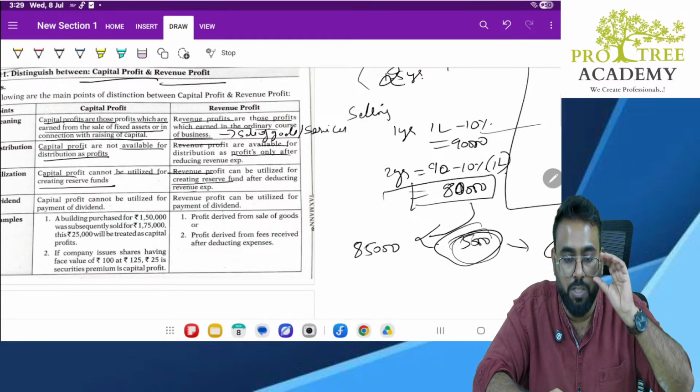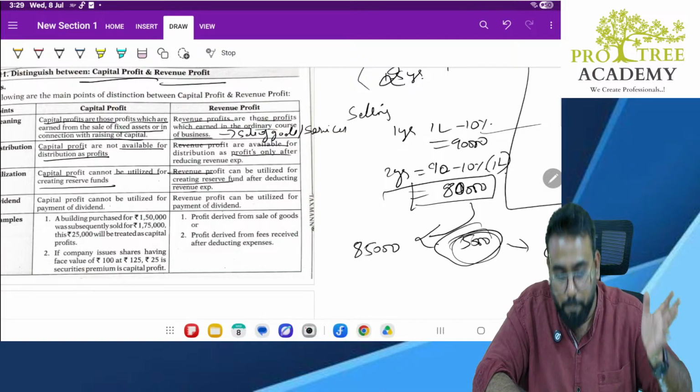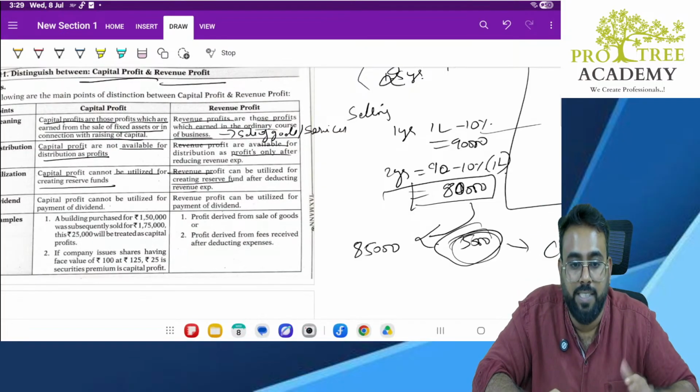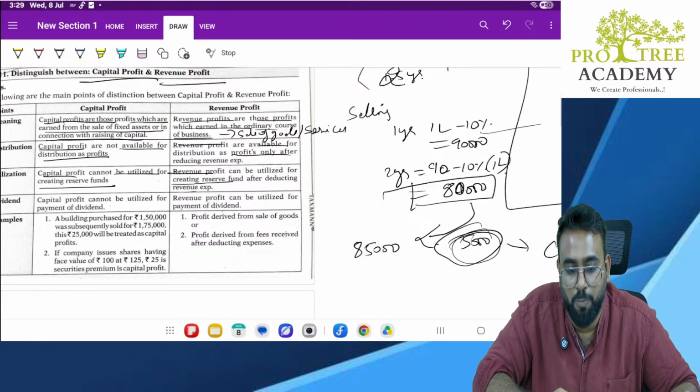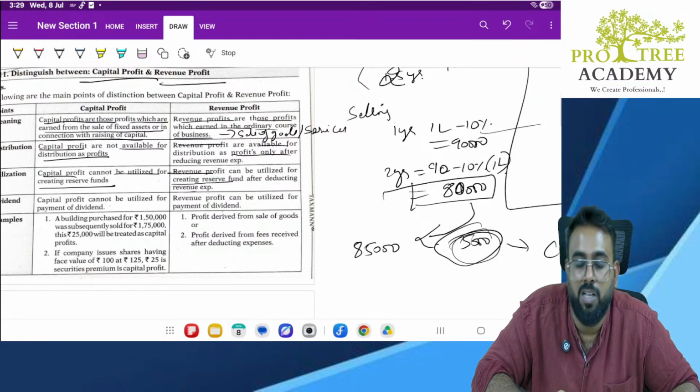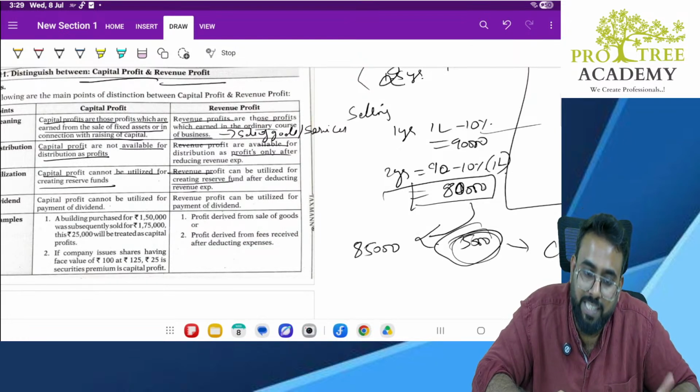See, capital profit is usually used to buy assets again. When I am selling the machinery, what is my intention? I might be upgrading to new machinery. Understanding? So any capital profits will be considered as capital reserve only. Those profits will not be available for distribution, or those profits cannot be transferred to general reserve.